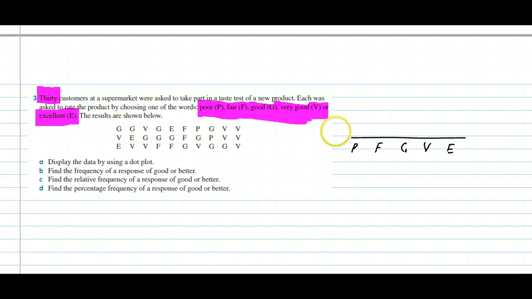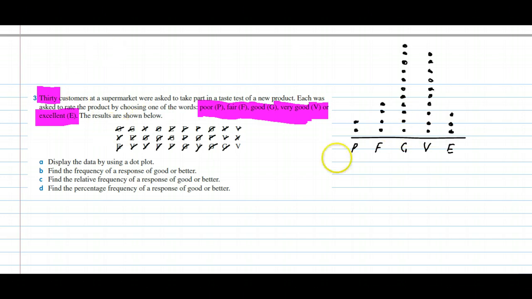So the first score is G, so that's 1 for good. The next one's also good, so I'll add another dot to that one. And the third one's V, so I'll add another dot there. Notice that when I put a dot in a second column, I'm keeping it even with the corresponding dot in the other column, so that they're going to be nice, neat rows and columns, a nice grid. Okay, I'm going to skip ahead.